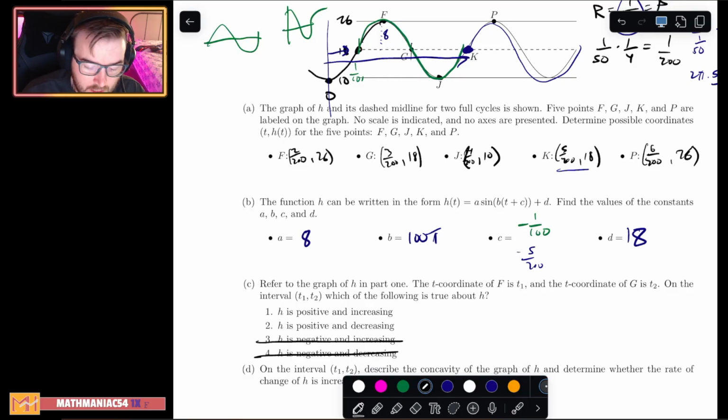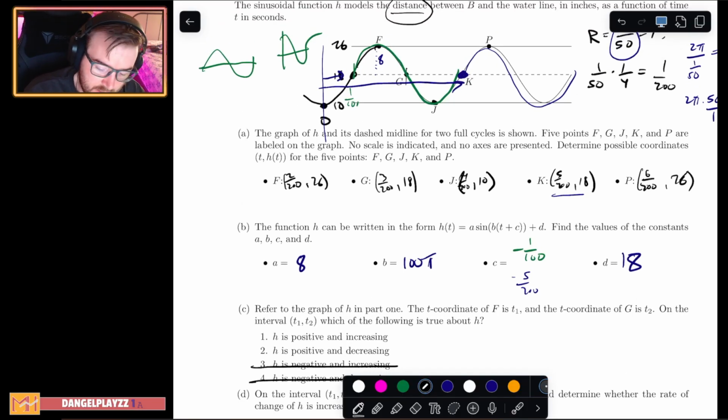Positive and increasing or positive and decreasing? From F to G, we are decreasing. Simply option 2.